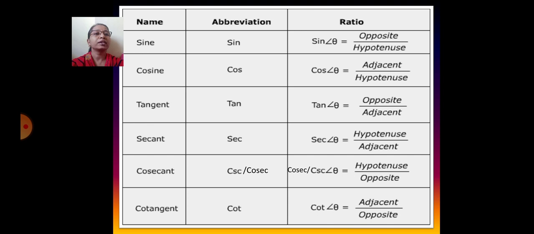So with respect to angle theta, we have written all the definitions here, like sine theta is equal to opposite side upon hypotenuse, cos theta is equal to adjacent side upon hypotenuse, tan theta is opposite side upon adjacent side, sec theta is equal to hypotenuse upon adjacent side, cosec theta is equal to hypotenuse upon opposite side, and cot theta is equal to adjacent side upon opposite side.